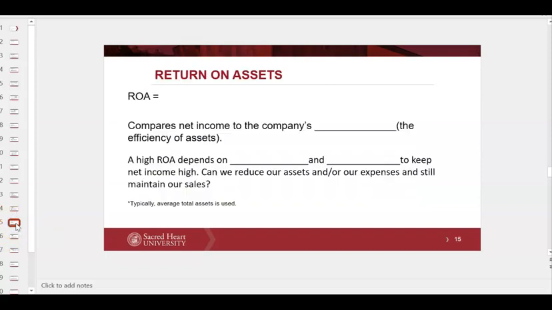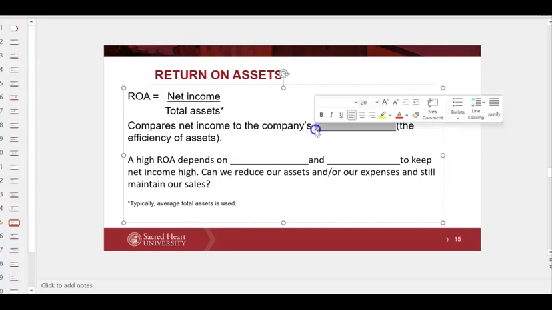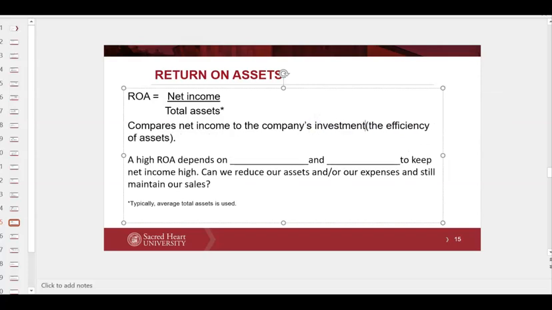The next ratio that we're going to look at is return on assets. Again, when you hear return, you think the numerator is going to be net income, and we know what the denominator is because it's in the ratio's name: assets. So let's compare net income on the income statement to total assets. Again, typically we would look at averages, but for simplicity, let's just take the totals. How much income did we generate from our assets? It compares the company's net income to the company's, you know how to finish this, investment in assets.